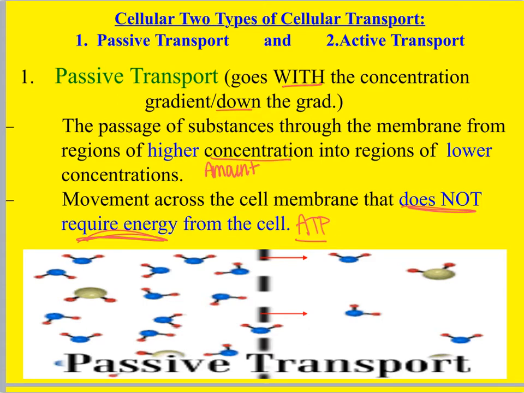Okay, so concentration means the amount as far as science is concerned. So if we say it goes with the concentration gradient, you need to write this. Concentration gradient is going to be your difference in amounts. Okay, so this is having a high amount and a low amount. If you have equal amounts, you do not have a concentration gradient.